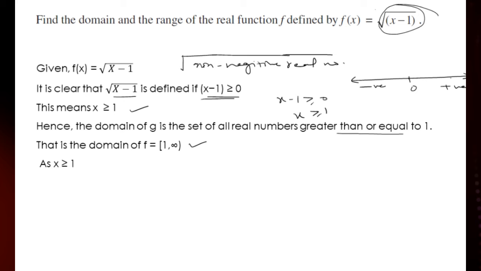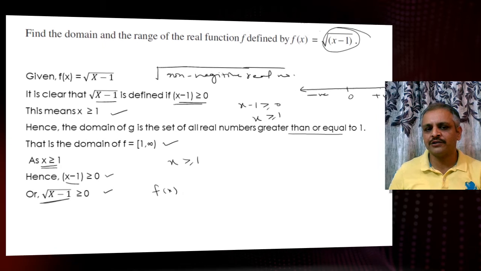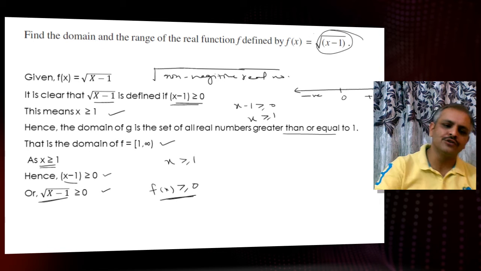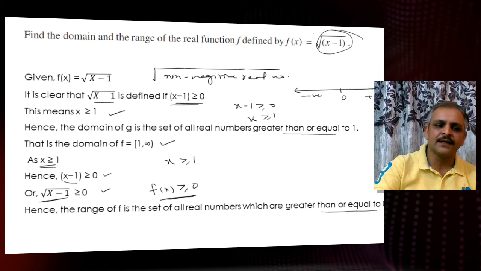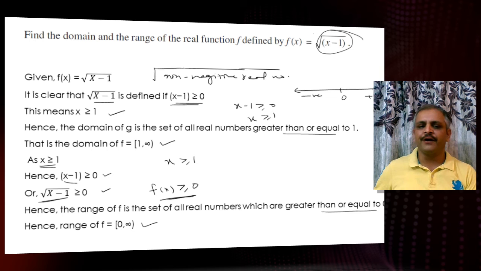To find the range, as we know that the value of x is more than or equal to 1. If I subtract 1 from both sides, what will I get? x minus 1 will be greater than or equal to 0. And if I take the root on both sides, then also it will be greater than or equal to 0. And what is this? This is my y, or you can say that function will have the value greater than or equal to 0. So the range will become a number which is greater than or equal to 0. Hence I can say it is from 0 to infinity.